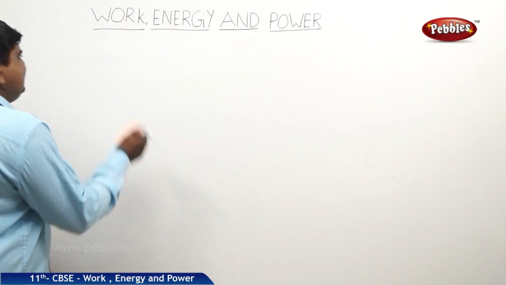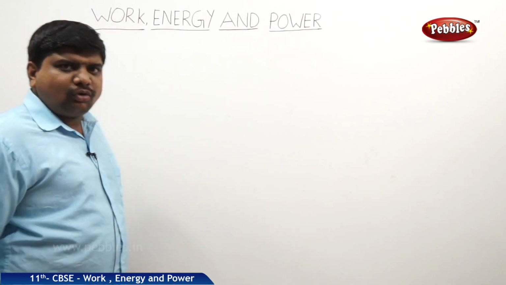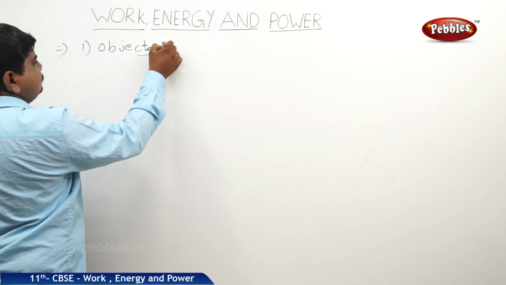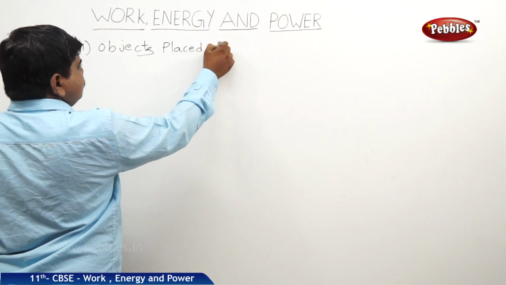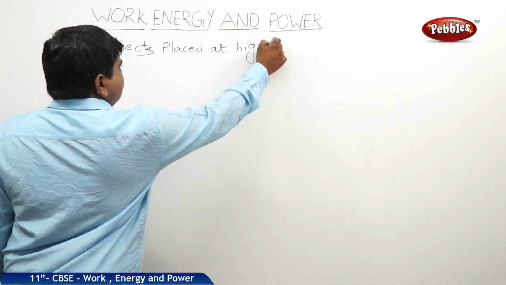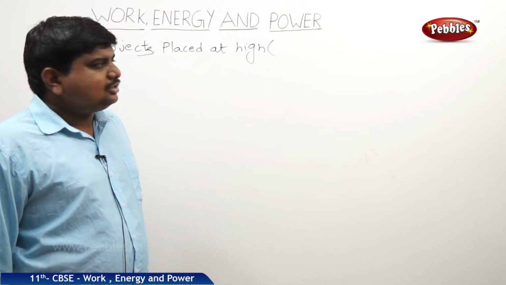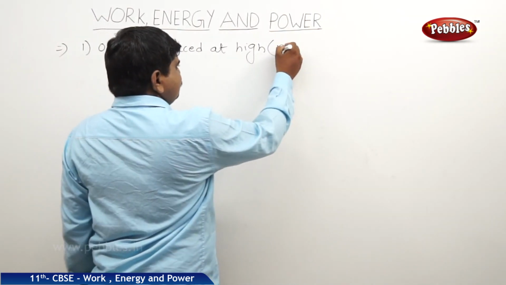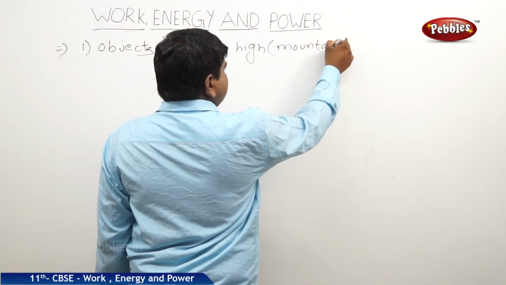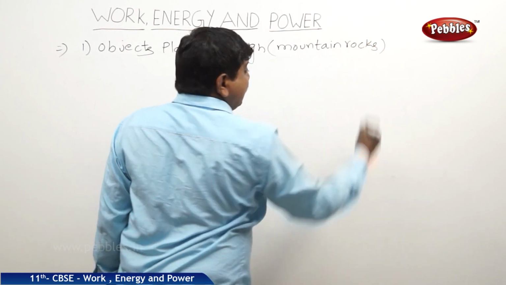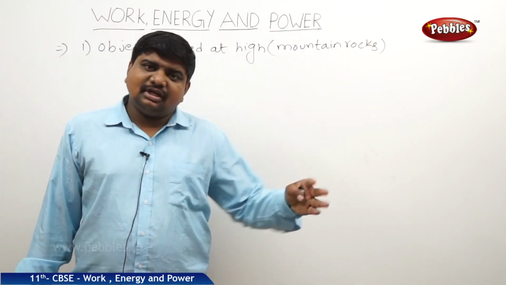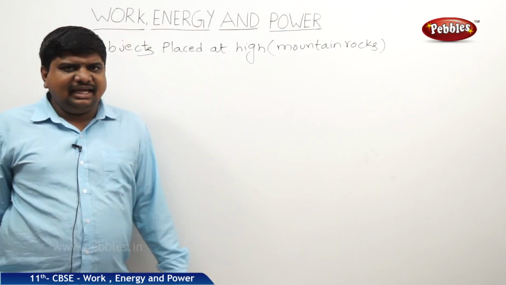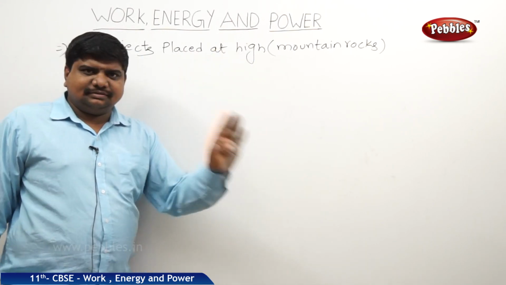This potential energy is possessed by some objects. What are those objects? First, objects placed at a height, like mountain rocks. Some of the mountain rocks are still observed to be stationary with respect to the earth. So that is one example, mountain rocks. The electrical appliances which we are fixing at the top are also having potential energy. So objects placed at a height, whether natural or fixed.